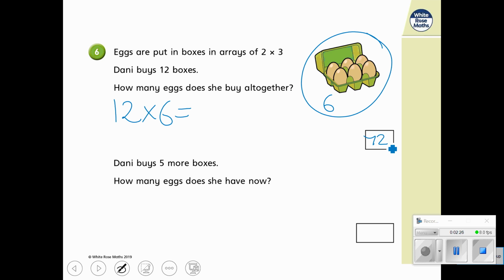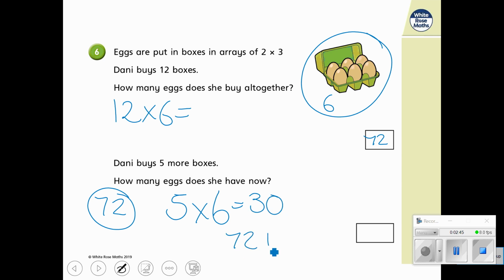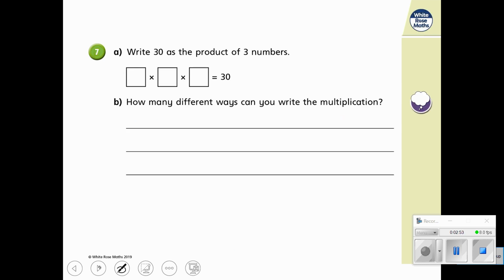Let's move on to the second part of the question. She now buys 5 more boxes. How many eggs does she have now? Right, well, we've got the 72 already, and now she buys another 5 lots of 6 eggs, which is another 30. So 72 add 30 equals 102 eggs. Let's move on.